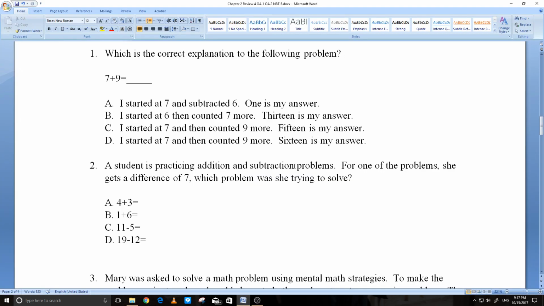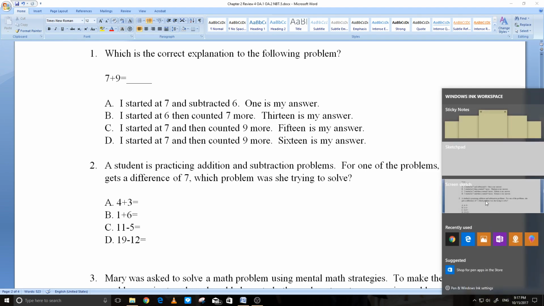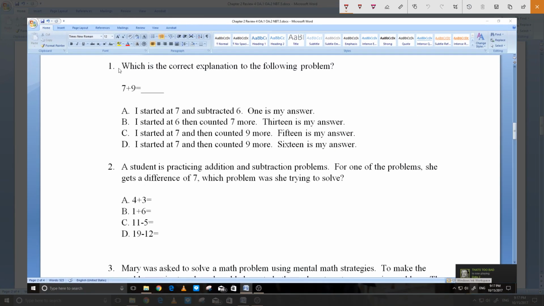Hey students, we're going to keep moving on to review more questions from Unit 2. Please take a look over here at number 1 and 2 from OA2. Number 1 states, which is the correct explanation to the following problem? 7 plus 9 equals, there's a blank here, and 4 choices.